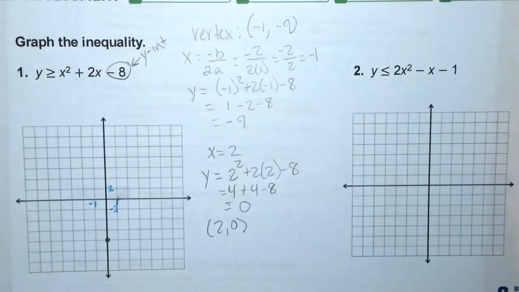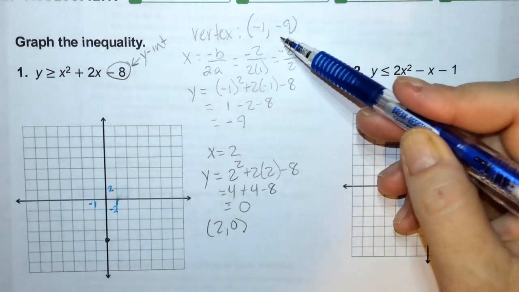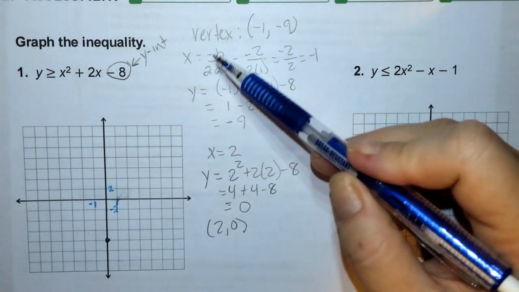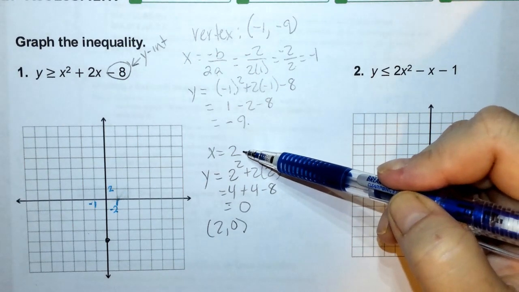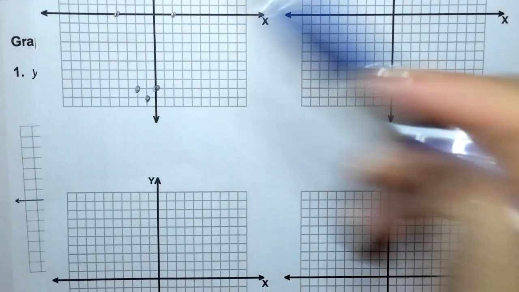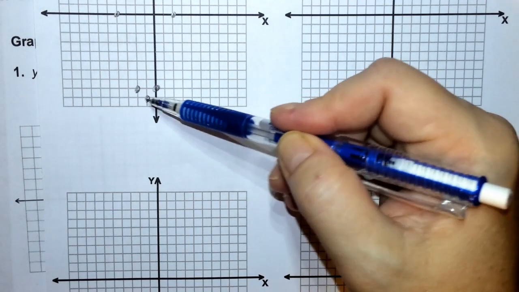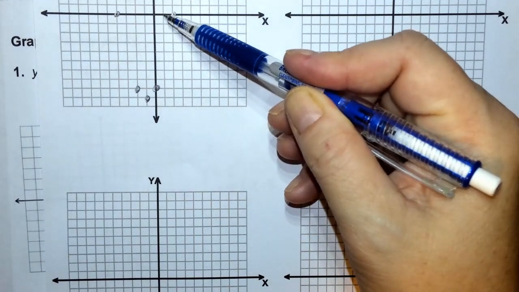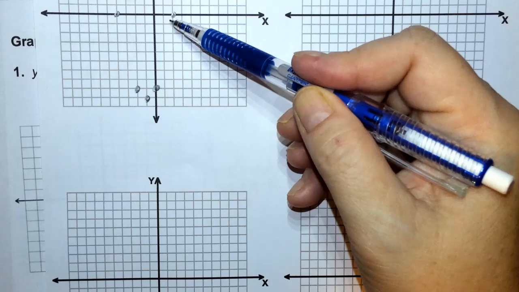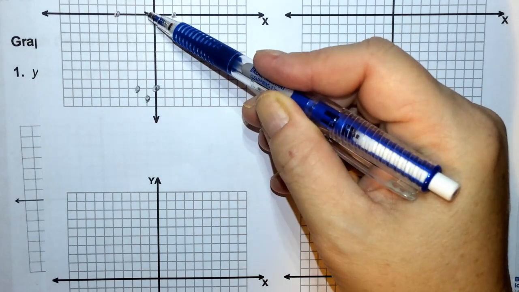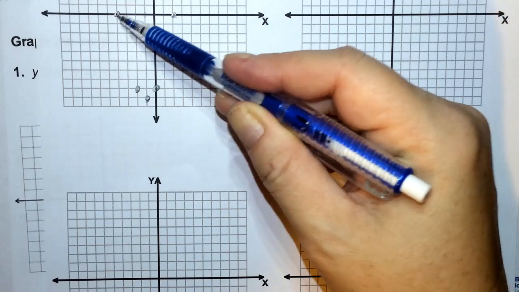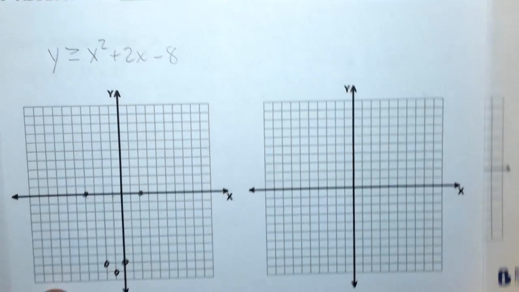Okay, so I did the work on this paper. I got the vertex (1, -9) by doing negative b over 2a, which gave me -9. Then I decided to choose a point that was close to the vertex. Since our vertex was here and these points were a little low, instead of doing 1 I decided to try 2. When I plugged in 2, I got 0. Again, because of the axis of symmetry, this one's 3 points away, so I knew there was another one there. All right, so here is our inequality.